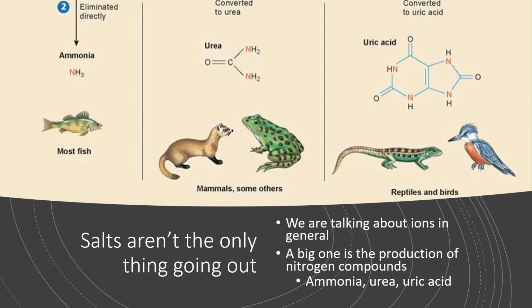All of these compounds, the production of nitrogen waste, are produced by the breakdown of amino acids, which is very common in all organisms. So you should understand why nitrogen is being produced in these bodies.